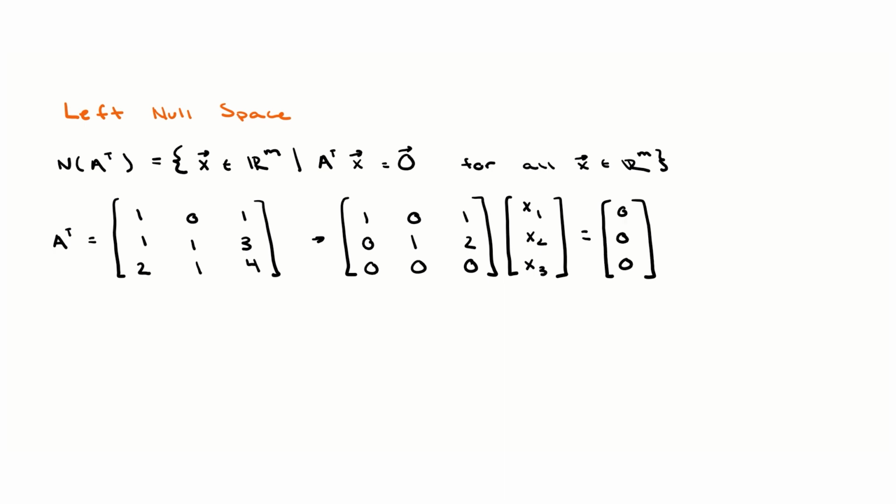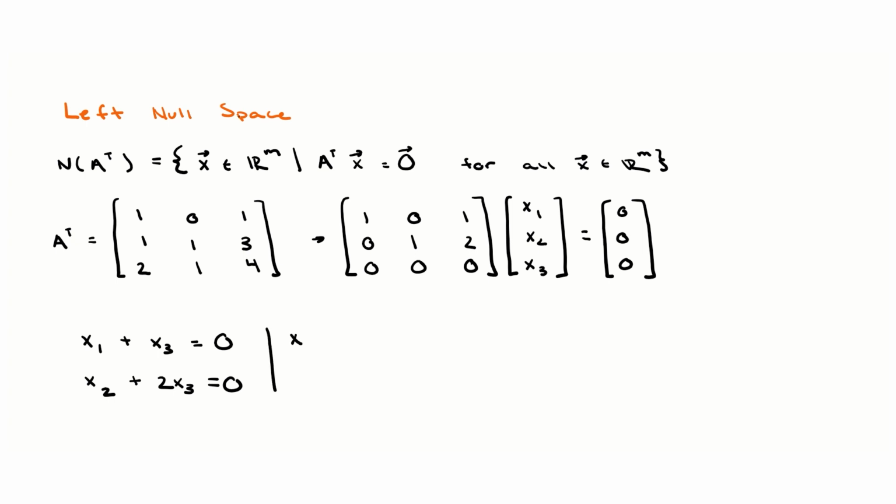And as we start to solve this, we see that we have x sub 1 plus x sub 3 equals 0. That's our first row. And our second row gives us x sub 2 plus 2 times x sub 3 equals 0. And our entire last row is 0, so x sub 3 is free.